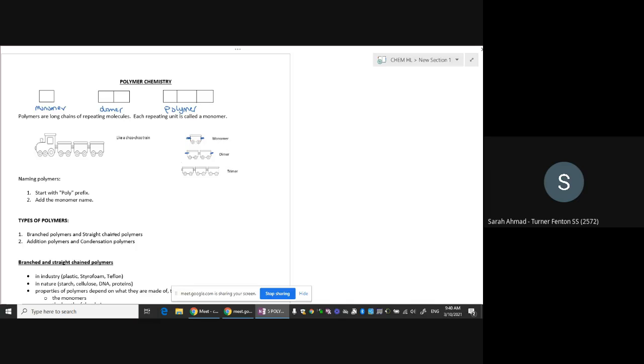Okay, when we're naming polymers, so how do I name a polymer? First of all, if it's a repeating unit, you write the word poly for many, and then you simply attach the monomer name to it. Okay, and that's how we name it. So that's the nomenclature, easy peasy. There's 2 types of polymers, branched and straight chain polymers, and then you've got addition and condensation polymers.